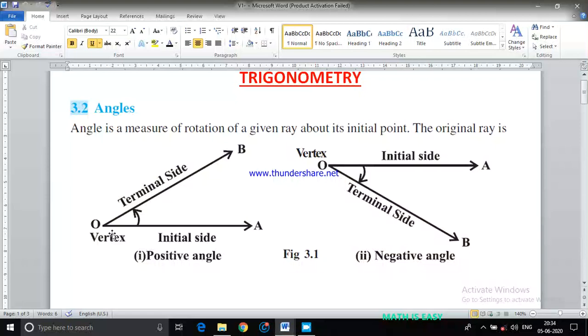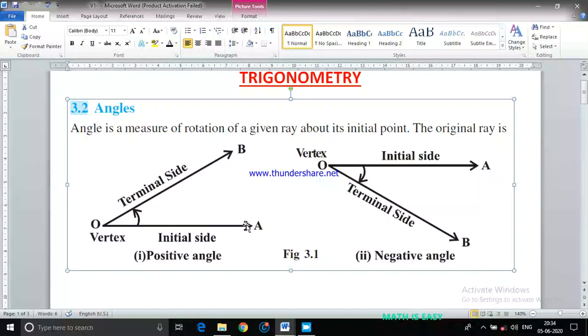When it comes to the angle, this straight line is the initial side, and this is the terminal side. So whatever angle you get between these two lines, that is the angle. If you measure the angle in the anti-clockwise direction, we call it a positive angle, and if you measure the angle in the clockwise direction, we call it a negative angle.